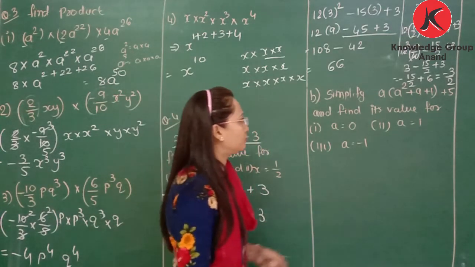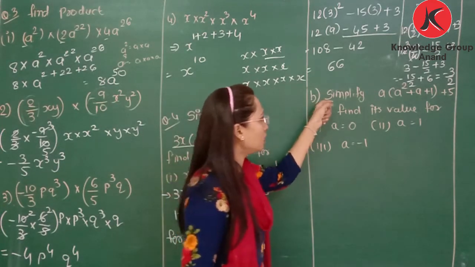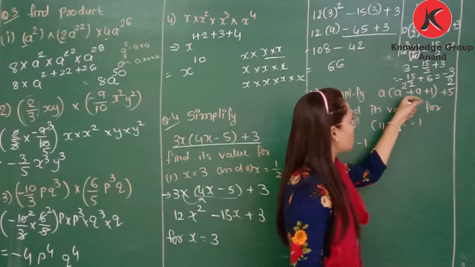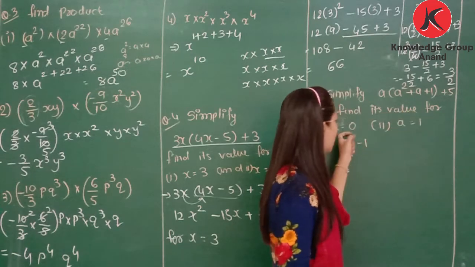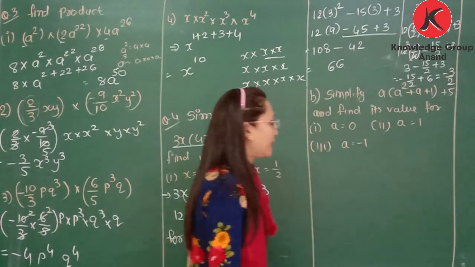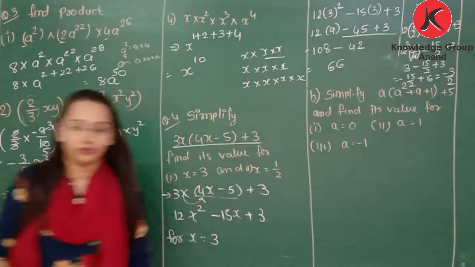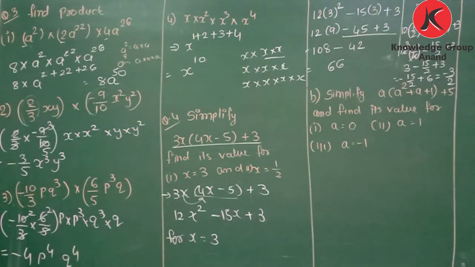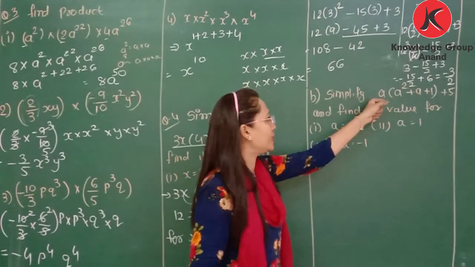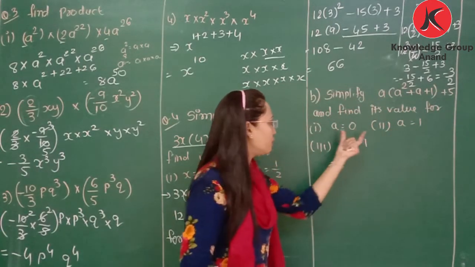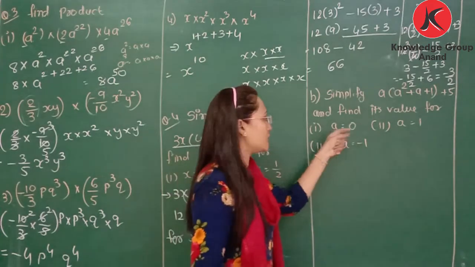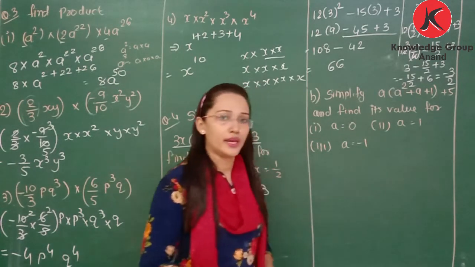Now next one. Simplify a into bracket a square plus a plus 1 plus 5 and find the value for a is equal to 0, a is equal to 1 and a is equal to minus 1. So here first we multiply a with a square plus a plus 1 and then we write the value of a is equal to 0, a is equal to 1 and a is equal to minus 1.